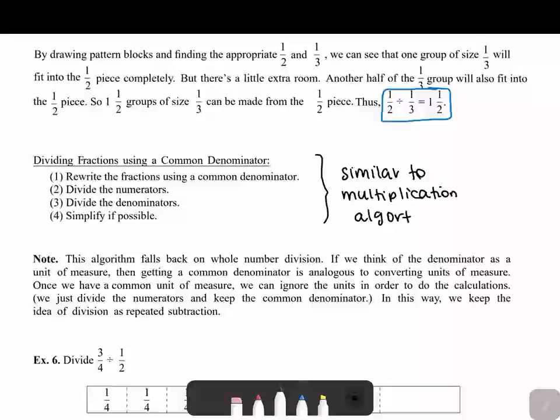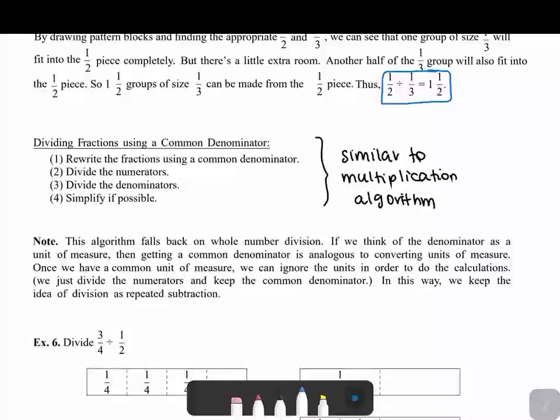So this is really similar to the multiplication algorithm, right? We just divide straight across in the numerator and the denominator, and then we simplify. One reason to have students learn this algorithm for dividing fractions is because it brings some continuity between the multiplication and division algorithms, that these are just the same. And once you have the common denominator, everything works out really nicely. But that is essential for this algorithm to work.